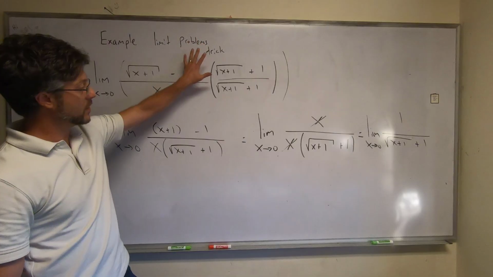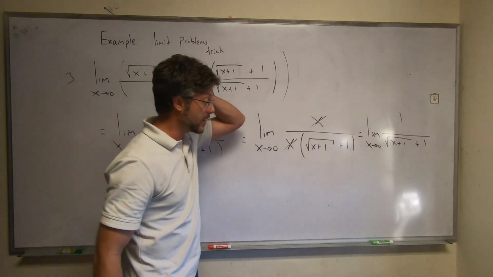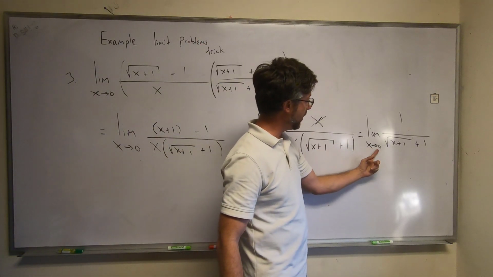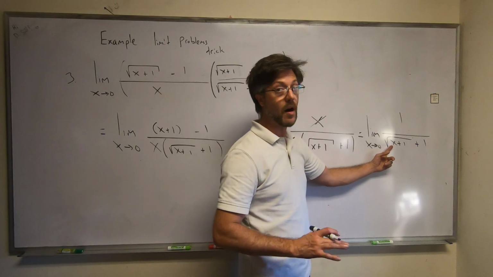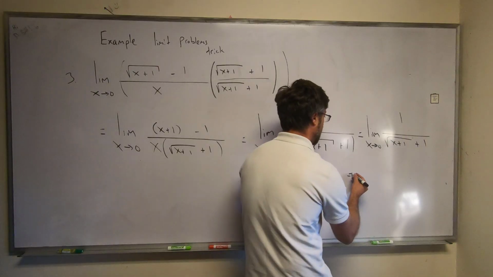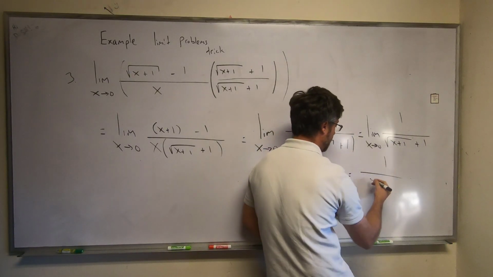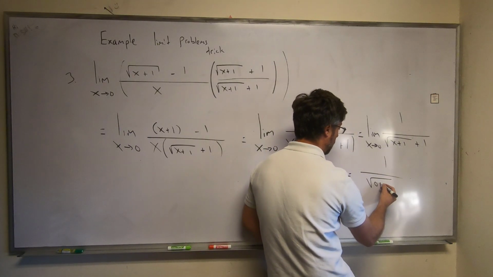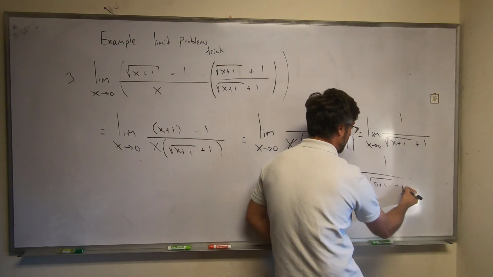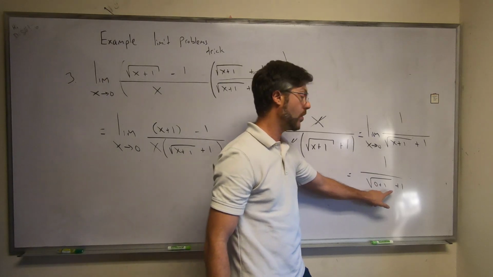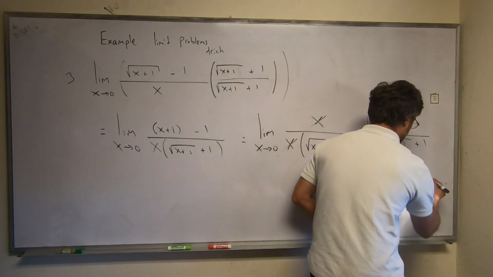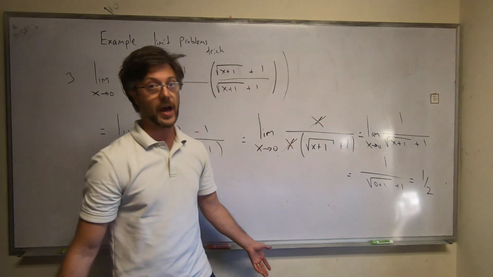Now, at this point, since we've done some algebra and some work on it, let's go ahead and verify that now we can plug in 0 and not divide by 0. Indeed, substitution of 0 into the variable slot x, we get 0 plus 1, which is 1. The square root of 1 is 1, and then 1 and 1 is 2. So the limit works out to be 1/2.